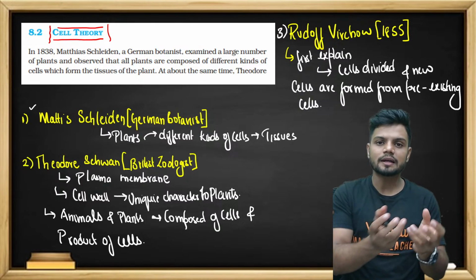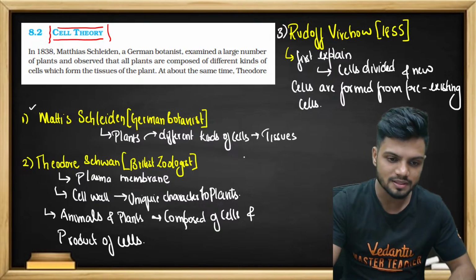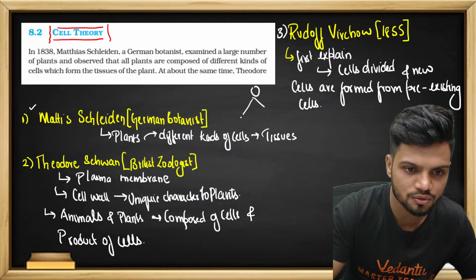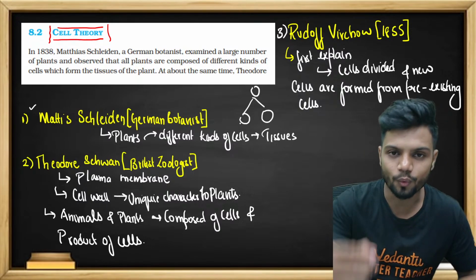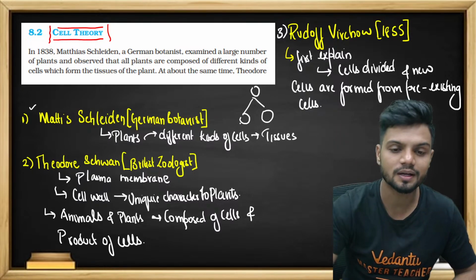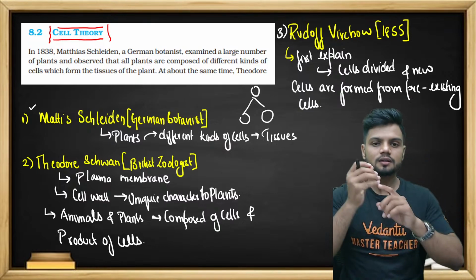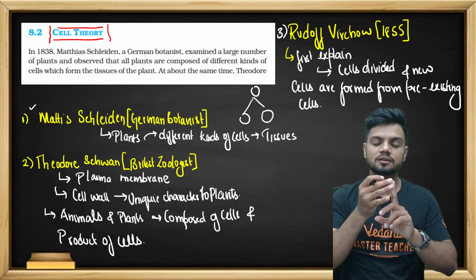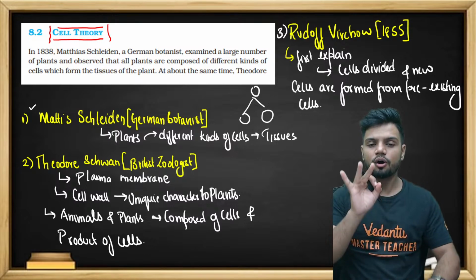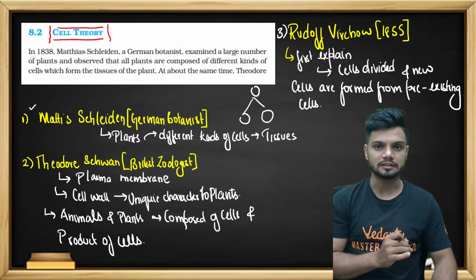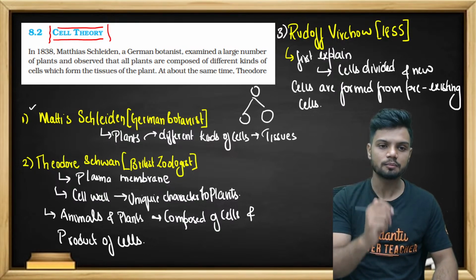Like mitosis will happen only when there is one cell. One cell will divide into two cells. That is mitosis. That phenomenon was told by Rudolf Virchow. Together, Matthias Schleiden, Theodor Schwann and Rudolf Virchow, all three scientists together gave the cell theory. And cell theory has two main points.